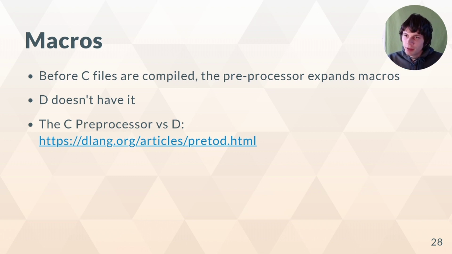Before C files are compiled, the preprocessor expands textual macros. D doesn't have it, because it's a feature that has turned out to be very bad in many ways. Instead, D has some actual proper features that replace the usages of the C preprocessor. In the article that I linked, it shows these differences.